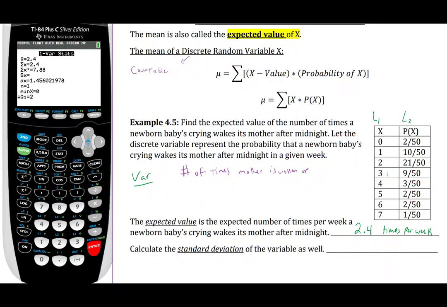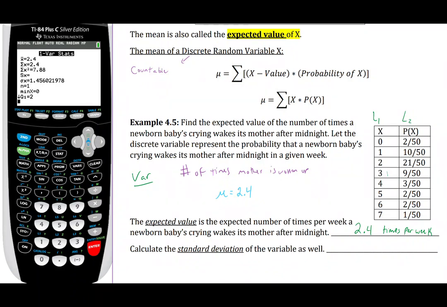Now the interesting thing about this is that, where'd my mu go? The number 2.4 cannot actually happen in this probability or in this experiment. There is no way that a baby can wake its mother 2.4 times in a week. It could wake its mother 2 times in a week or 3 times in a week, but it cannot wake its mother 2.4 times in a week.